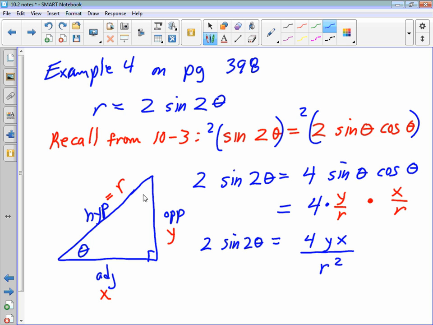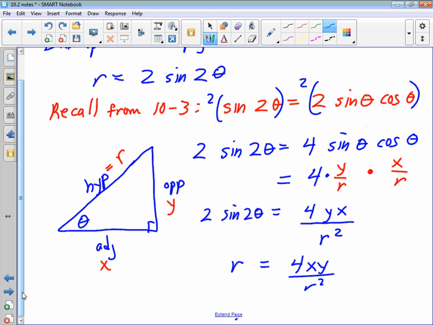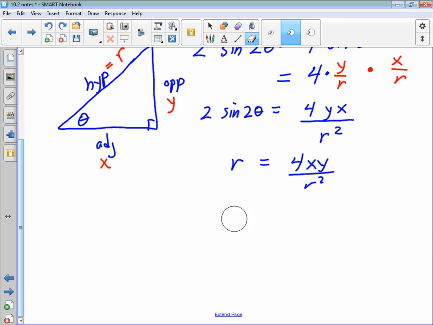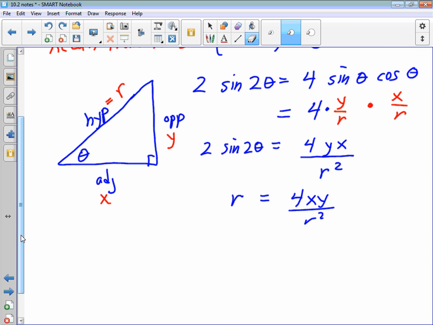But remember, up here in the beginning, we had r equals 2 sine 2 theta. So we can bring that in now. r equals 4 sine theta cosine theta, and I've got to do it, xy over r squared. Can't bring myself to be out of order there. So now we have r equals 4xy over r squared. Just wanted to clean up my r a little bit. Getting better.